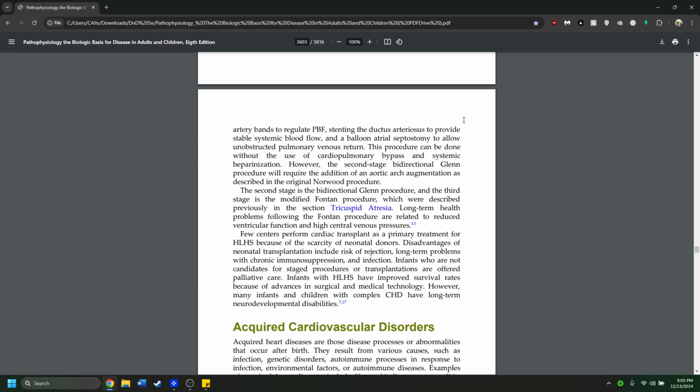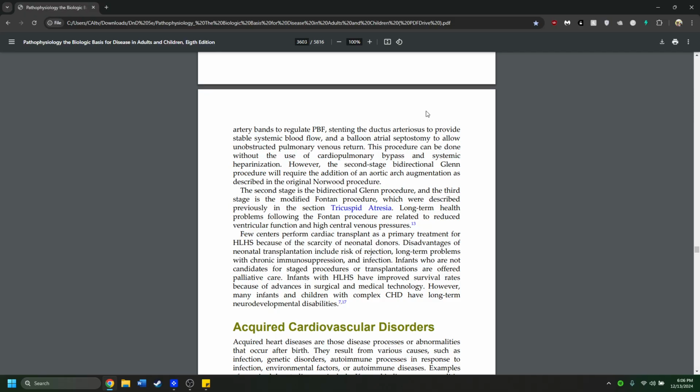Few centers perform cardiac transplant as a primary treatment for HLHS because of the scarcity of neonatal donors. Disadvantages of neonatal transplantation include risk of rejection, long-term problems with chronic immunosuppression, and infection. Infants who are not candidates for staged procedures or transplantations are offered palliative care. Infants with HLHS have improved survival rates because of the advancements in surgical and medical technology. However, many infants and children with complex CHD have long-term neurodevelopmental disabilities.